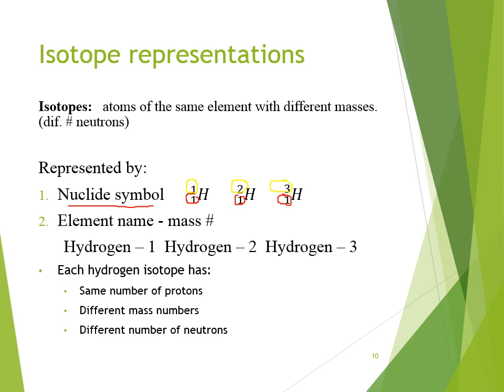Another way to represent these three isotopes would be to write out the name of the element itself rather than just the symbol. So we would write out hydrogen and then a dash, and the number that comes after the dash is representing the mass number. So you can see the format: element name, dash, mass number. Once again, all three hydrogen isotopes are represented using that format. Keep in mind, each hydrogen isotope has the same number of protons, but different mass numbers. This is due to the different number of neutrons located in each of those atoms.